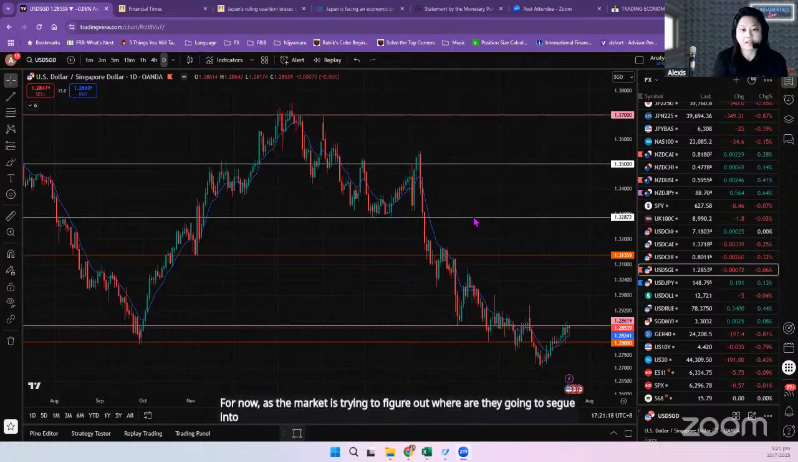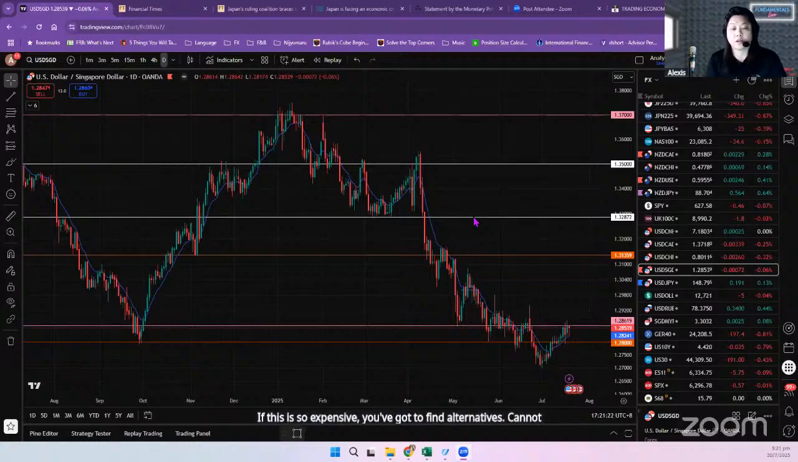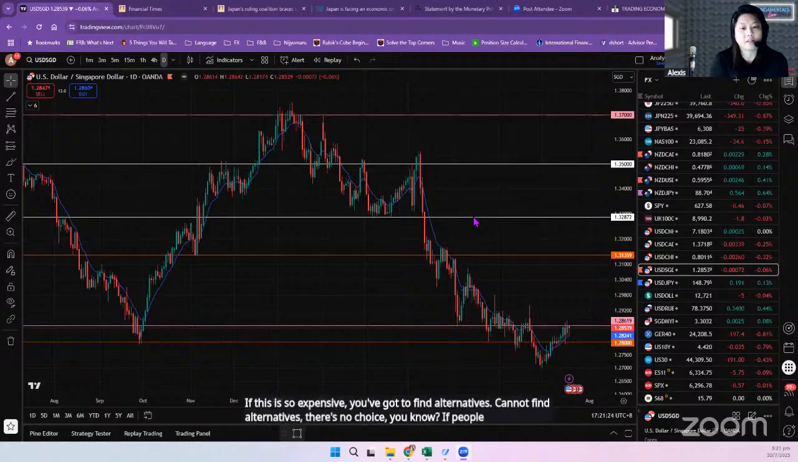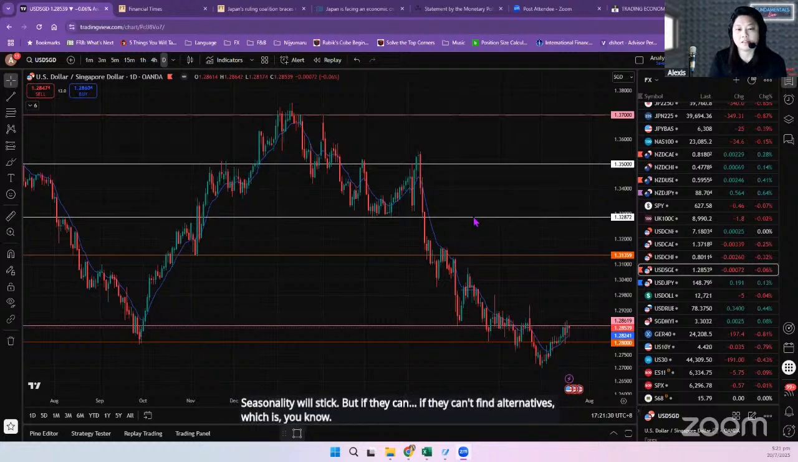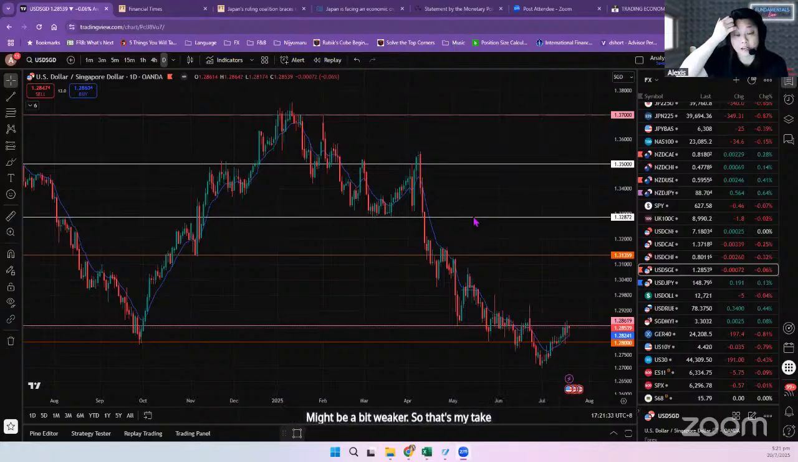You've got higher taxes. If this is so expensive, you're going to find alternatives. If you cannot find alternatives, then no choice. If people realize they can't find alternatives, then seasonality will stick. But if they can find alternatives, which is a global market, then seasonality's data might be a bit weaker. So that's my take on seasonality data, at least.